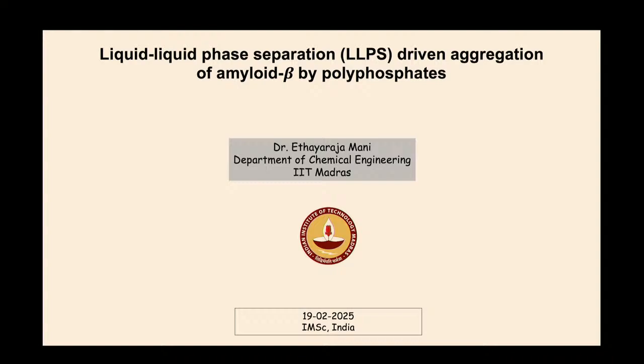Okay, very good afternoon to everyone. I thank the organizers for this opportunity. So I would like to give an overview of some of the work that we have done on amyloid beta aggregation and phase separation.